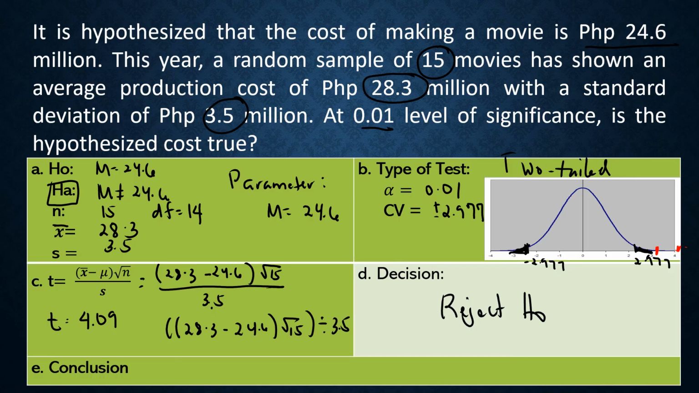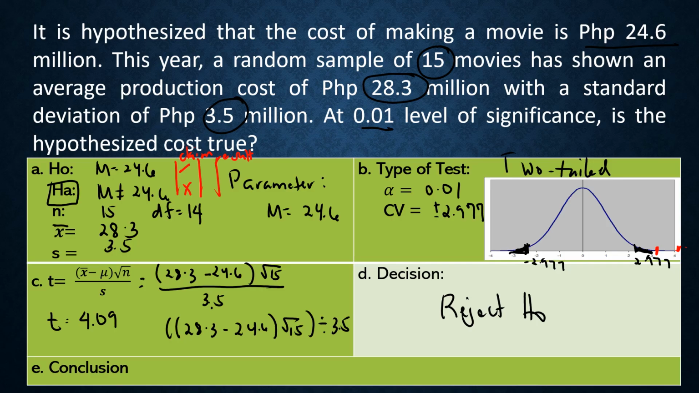So let's do this one. So we have claim and result. For claim, let's now check the parameter. We claim based on the parameter mu equals 24.6. So therefore, what we claim on the problem is the null hypothesis, and we never claim the alternative hypothesis. So again, how are we going to identify the claim? Let's take a look at the parameter. Based on the parameter mu equals 24.6, therefore, what we claim is the null hypothesis.